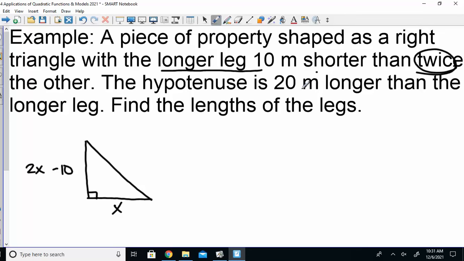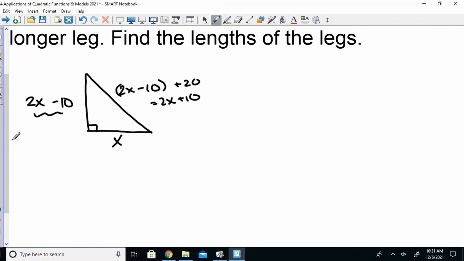The hypotenuse is 20 meters longer than the longer leg. So here's my longer leg. If I add 20 to that, that gives me 2x plus 10. We haven't done one of these in a while, but if we have a right triangle, what formula do we use? A squared plus B squared equals C squared. A and B are the 2 legs. C has to be the hypotenuse.